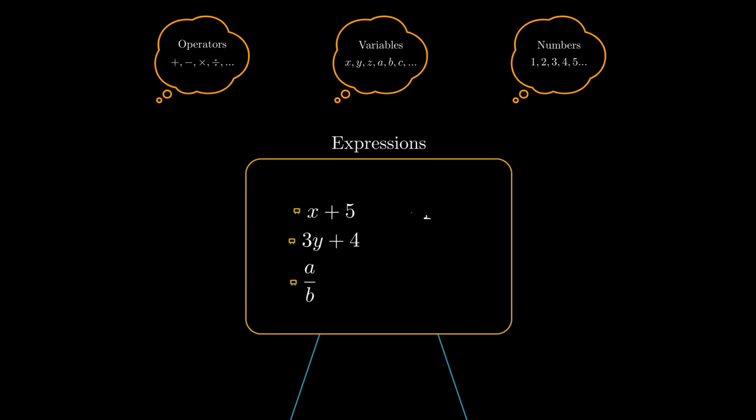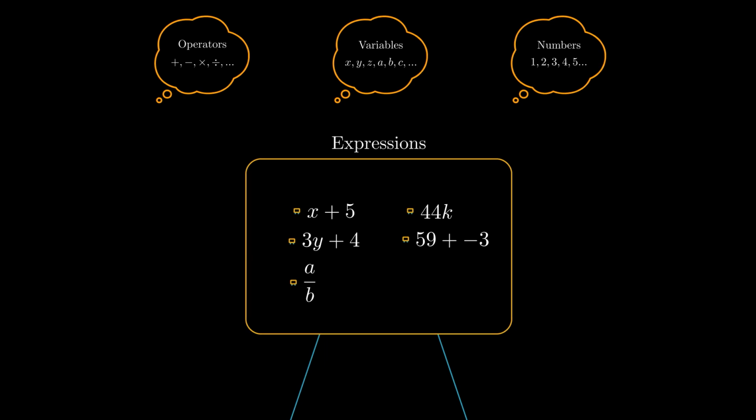Next we have 44k, where 44 is a number and k is a variable. Even though there is no operator, there is an implicit multiplication operator between 44 and k. And finally we have 59 plus negative 3. Here 59 is a number, plus is an operator, and negative 3 is a number. These all are examples of expressions that combine numbers, variables, and operators to represent values.